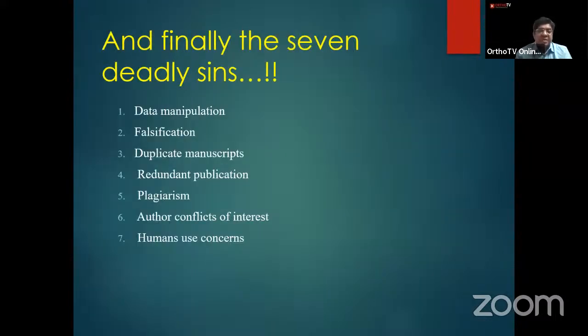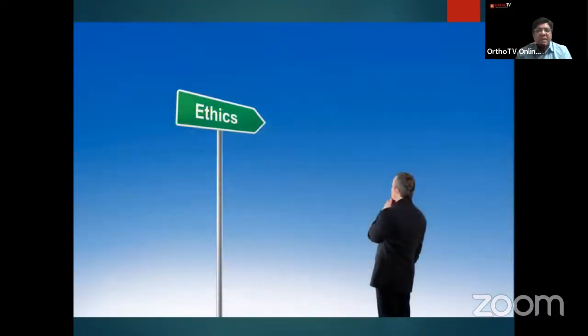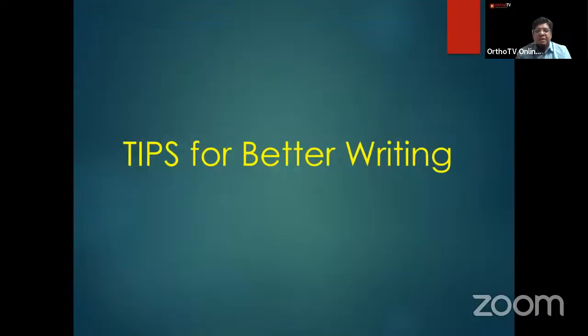And finally, this is what you should not do when you're writing a manuscript: data manipulation, of course, falsification, duplication of manuscript, redundant publications, plagiarism, conflict of interest, and human use concern, that is ethical approval. I've seen all of these over my last 15 years in research and as an editor, and a lot of retractions have happened, and it brings a bad name to the entire scene of research. So ethics is very, very important whenever you're publishing.